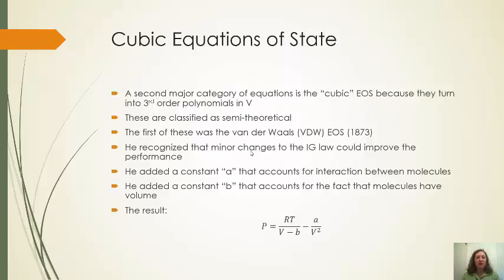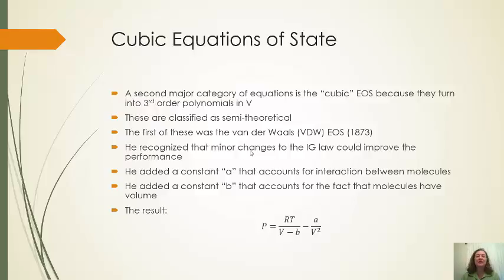Now, the next major category of equations of state is the cubic equation of state. A cubic equation of state is so named because it's third order in volume. These are generally classified as semi-theoretical. The virial equation of state was theoretical. This is semi-theoretical. It's based on some theoretical principles, and then we just have to use our judgment, almost. Some scientists have gotten together and studied all sorts of data and come up with what seems to work, with some theory thrown in.